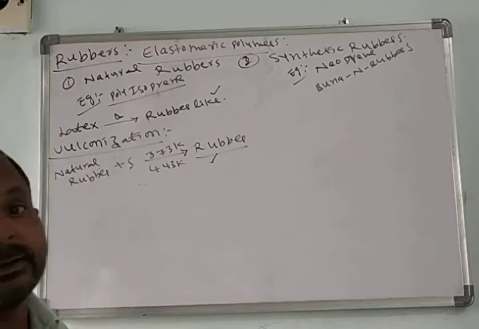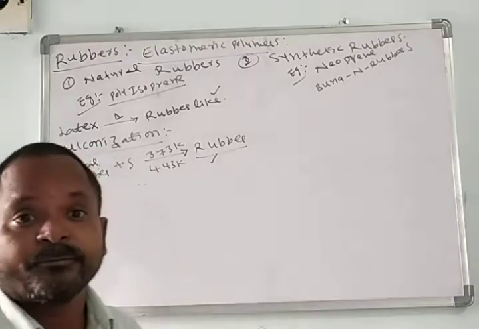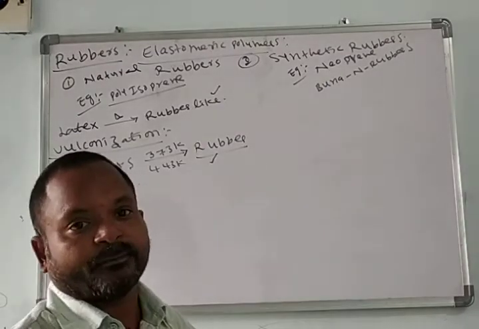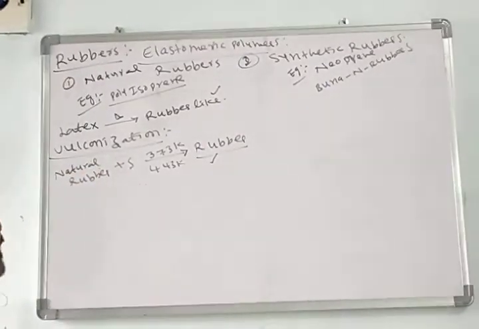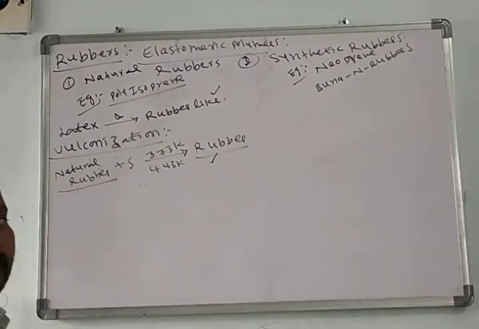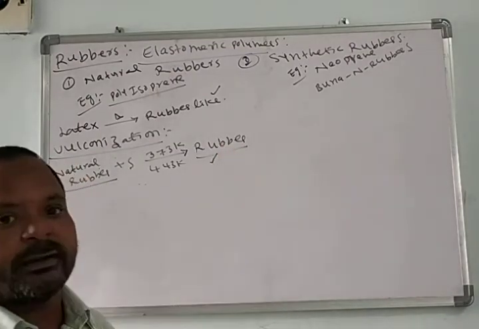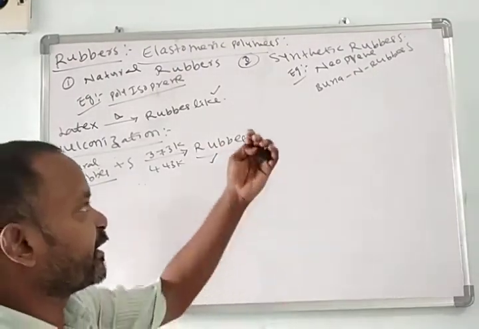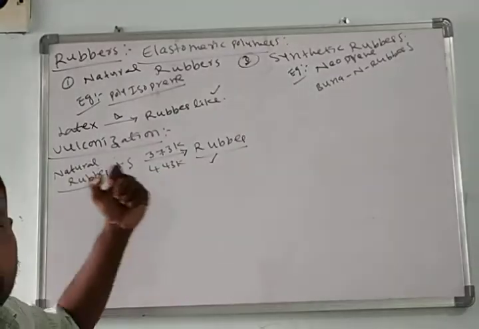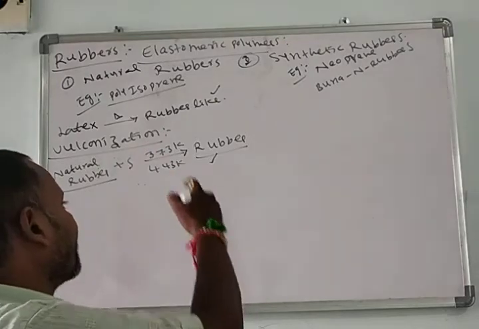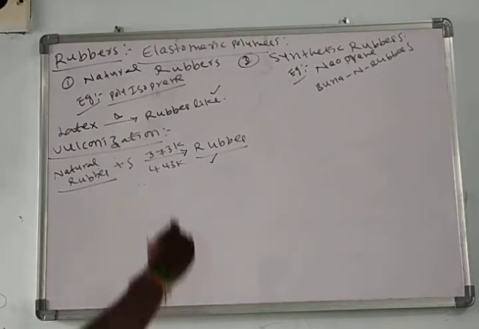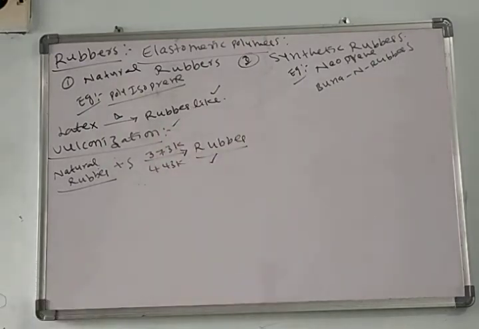What is the main importance of vulcanization? To increase the stiffness and strength of the rubber. That is the main importance of vulcanization. What is vulcanization? Add sulfur to natural rubber and form a rubber-like material, a semi-synthetic rubber, having more strength than natural rubber, at 373 to 443 Kelvin temperature. That process we call vulcanization.